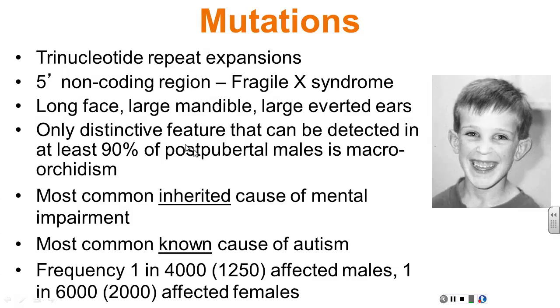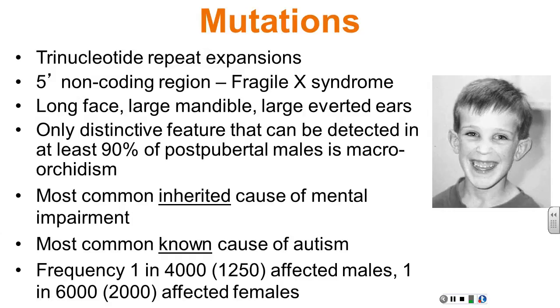The only distinctive feature that you see in at least 90% of postpubertal male patients is macroorchidism, or very large testicles. Okay, so remember, FMR1 protein is most active in the testicles and in the brain. This is the most common inherited cause of mental impairment.